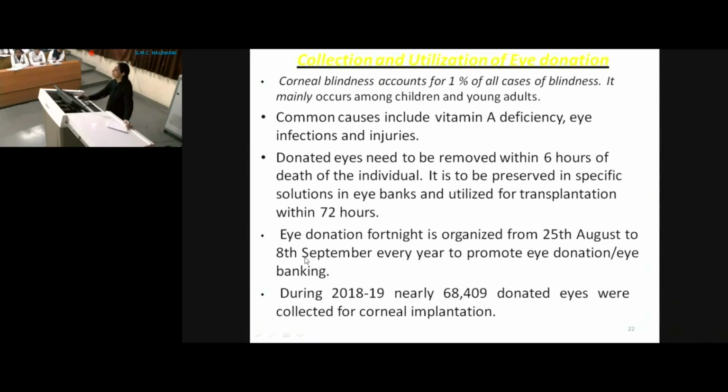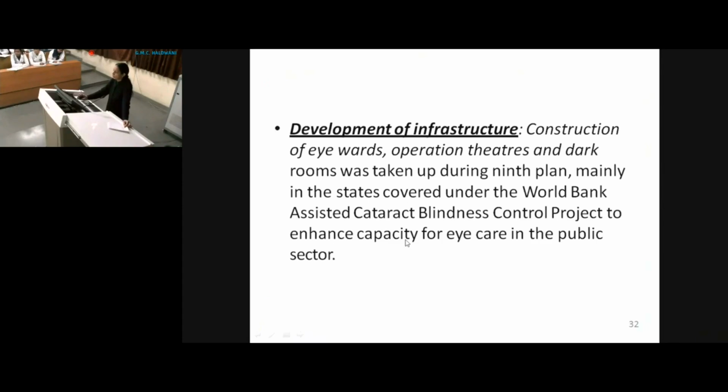This duration is observed as eye donation fortnight, to promote eye donation and eye banking. So development of infrastructure is also important. Construction of eye wards, operation theaters and dark rooms. This construction was taken up during the 9th 5-year plan, mainly in the states covered under the World Bank assisted cataract blindness control project, to enhance the capacity of eye care in the public sector.